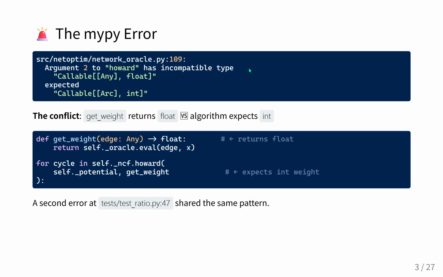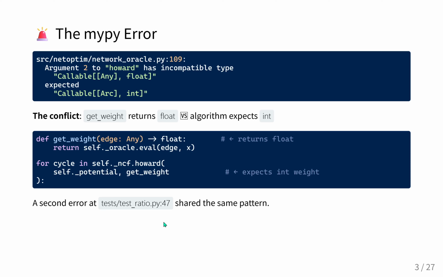Super strict. And this proofreader started screaming about a specific function called getWeight. The function was returning a decimal number, a float. Right. But the surrounding algorithm explicitly expected a whole number, an integer. Mm-hmm. And there was a second error doing the exact same thing at testratio.py line 47. Yeah, so the types were fundamentally colliding. The code was trying to shove a square peg into a round hole, and the Python type checker was just refusing to let it pass.